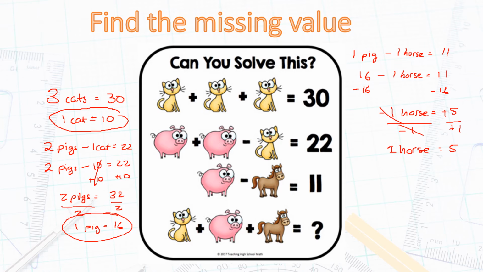So then cat plus pig plus horse, we sub those in. Cat is 10, pig is 16, and horse is 5. So 10 plus 16 plus 5 is 26, plus 5 is 31. So that will be our final answer. Now guys, this is an algebra problem. You have variables and you are trying to solve for those missing variables.